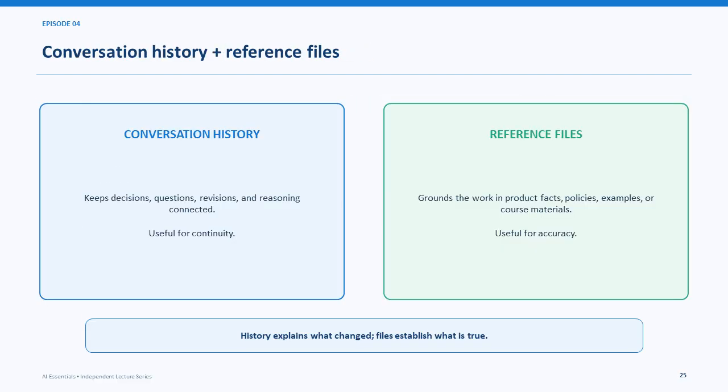Conversation history and reference files play different roles. History preserves decisions, questions, revisions, and reasoning, which supports continuity. Reference files ground the work in product facts, policies, examples, or course materials, which supports accuracy. History explains what changed, reference material helps establish what is true. Both need active management.